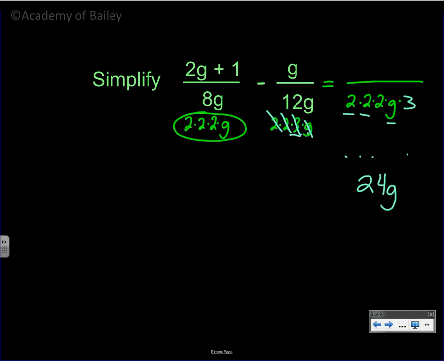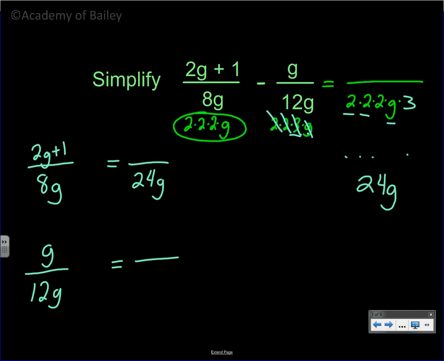So let's see what we have here. The left fraction, 2g plus 1, and that is over 8g. That's going to be equal to something over our common denominator, 24g. And then the right is g on top, and we have 12g on bottom, and our common denominator of 24g. Let's figure out what we have here. What did we multiply 8g by to get 24g? It looks like the only thing we multiplied 8g by was that 3. So then we have to multiply the top by 3. Since there's a plus sign there, we're going to put the parentheses. 3 times 2g, 6g, and 3 times 1 is a positive 3.